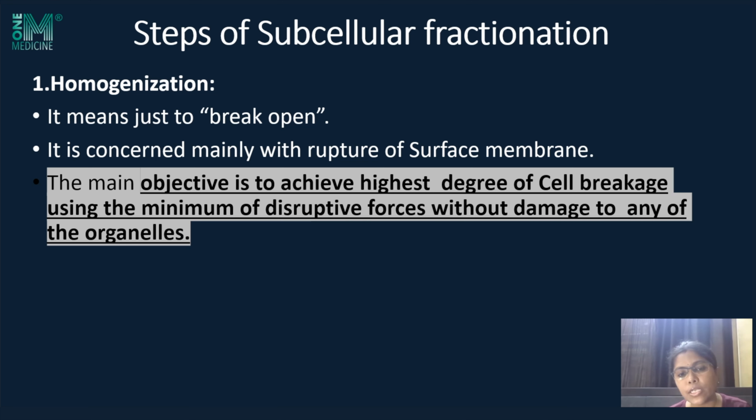Why is homogenization done? What is the aim? To achieve the highest degree of cell breakage using the minimum disruptive forces without damage to any of the organelles. My objective is to break the cell and take out the organelles intact. That is the main objective of homogenization.